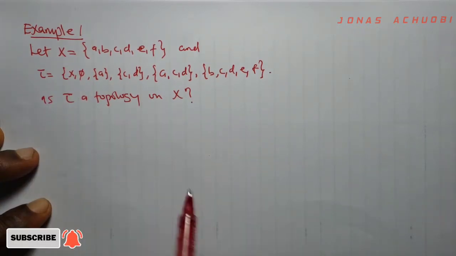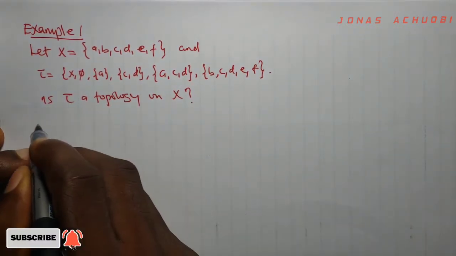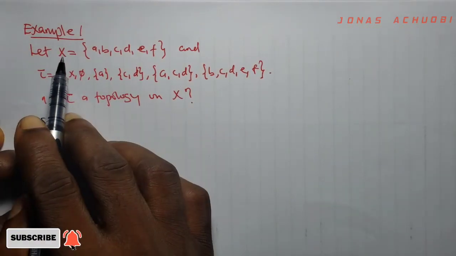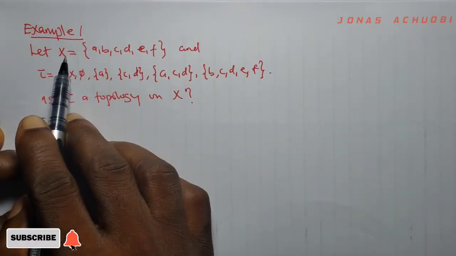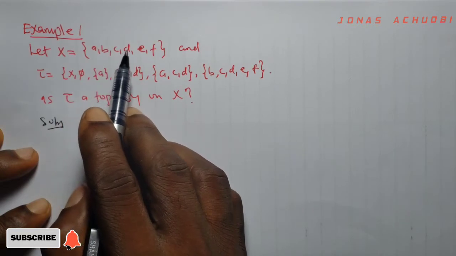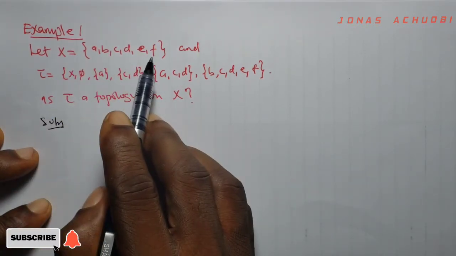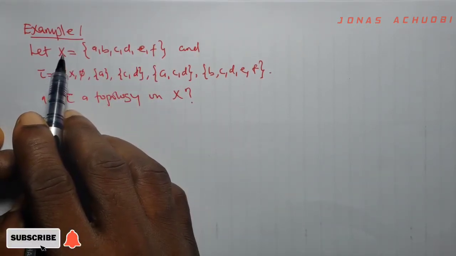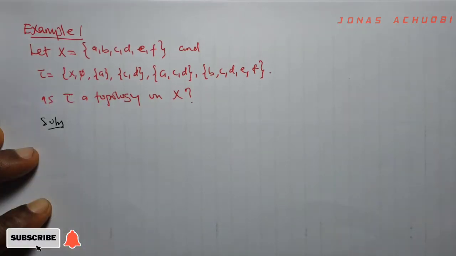What do we observe here? The first thing we observe is that set X is a non-empty set. It contains how many elements? 1, 2, 3, 4, 5, 6. It contains 6 elements. Therefore, set X is non-empty. It satisfies the first condition.